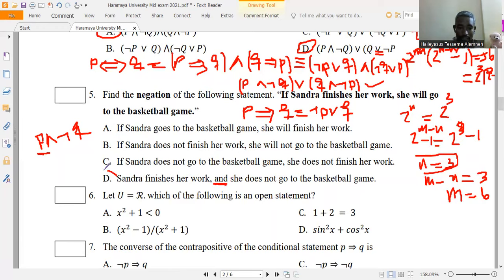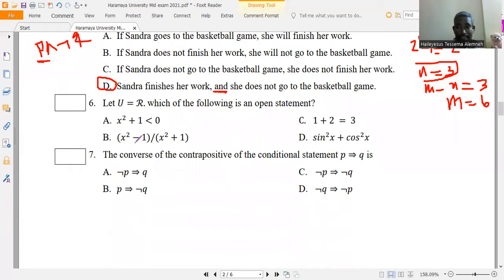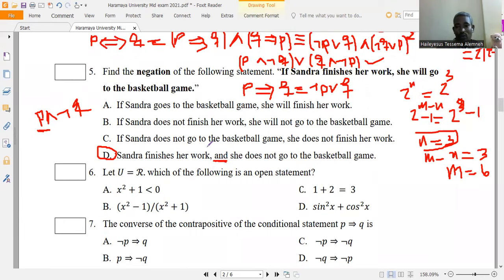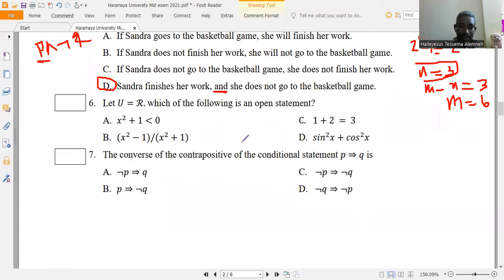So hey, no marcha, negation. Converse and inverse matter. Yes, conditional statement is negation magnet. Negation magnet. Converse and inverse and contrapositive matter.